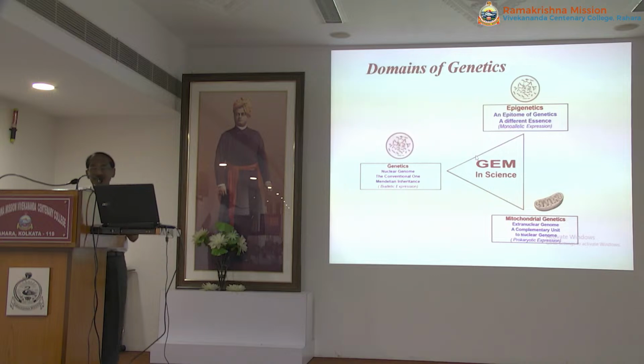And the next chapter is mitochondrial genetics. Mitochondrial genetics plays another very important role. Generally, we don't bother much about mitochondrial genetics, but without mitochondrial genetics, our conventional genetics will not work. It is simply complementary and supplementary to our main course of genetics, or Mendelian genetics. So, the gem in science, I mean genetics, epigenetics, and mitochondrial genetics.